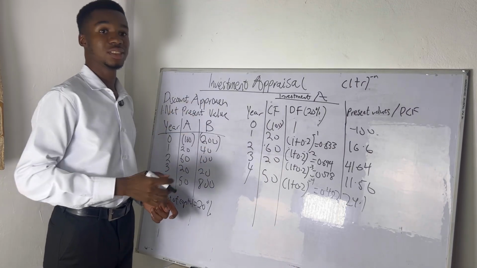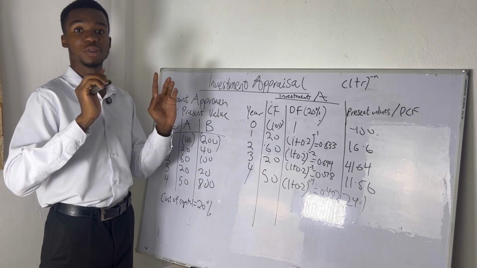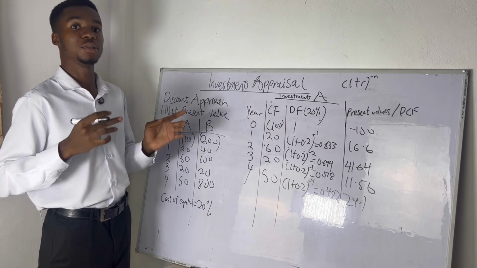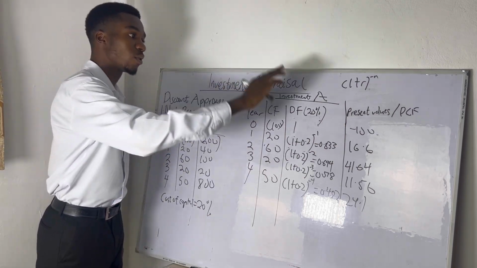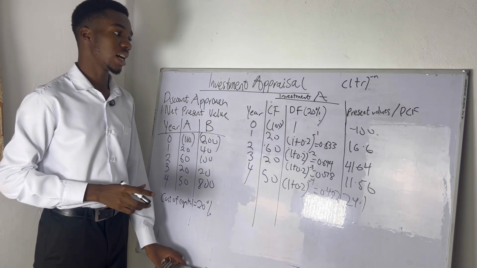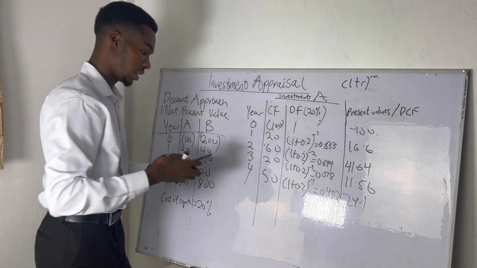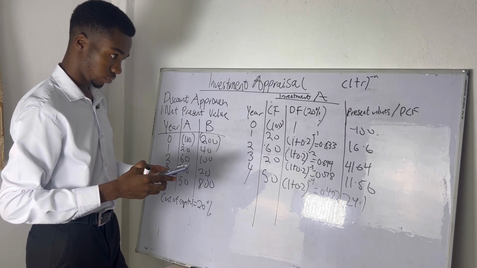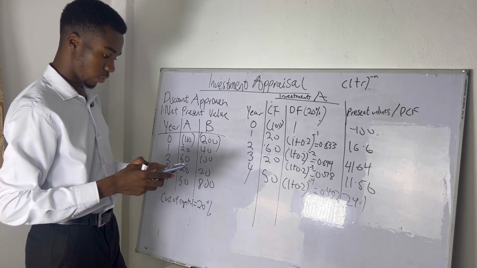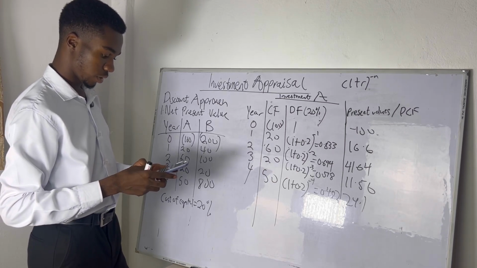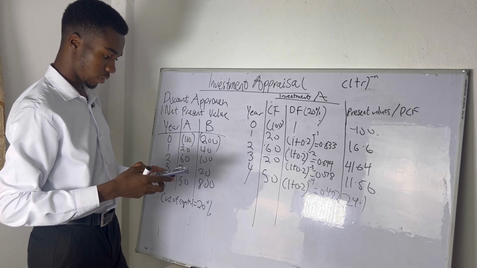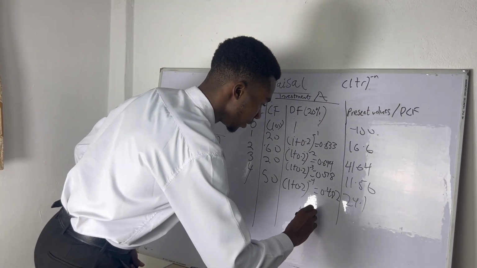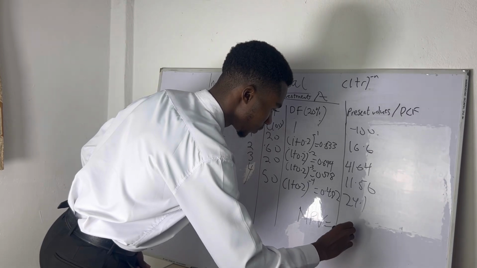So these are the present values. You want to see the worth of the investment right now, or how much you're going to get from the investment today. If someone asks what is the worth of the investment, and you want to know the worth now, you add all the present values. Do you get it? So let's add the present values. It's going to be the first one, which is negative 100, plus 16.6, plus 41.64, plus 11.56, plus 24.1. And we are getting negative 6.1. So our net present value is equal to negative 6.1.